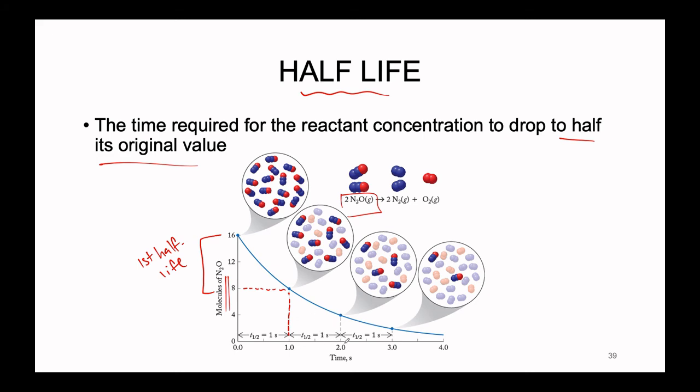In other words, at an additional second, so 2 seconds total, we would expect the concentration of our molecules to drop in half again. And that is exactly what we see. It took 1 second for our concentration to drop from 16 to 8, another 1 second for our concentration to drop from 8 to 4. It's going to take an additional second for our concentration then to drop from 4 to 2, which is not even labeled here on the graph.